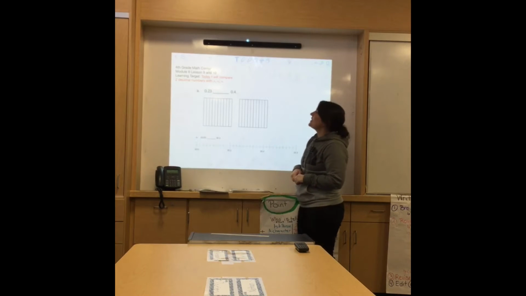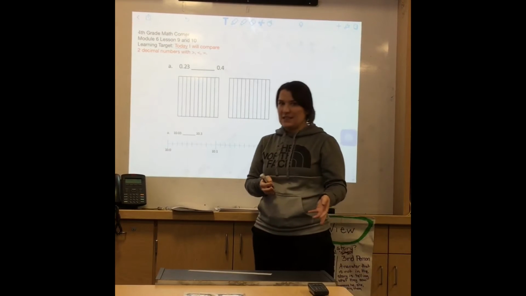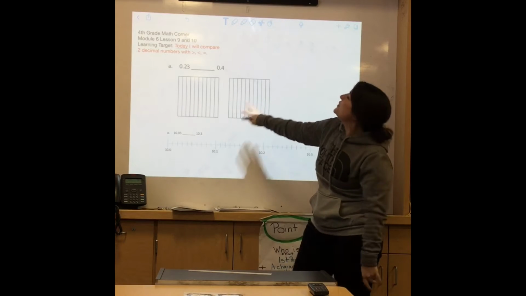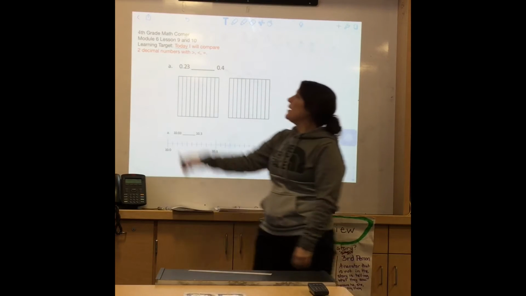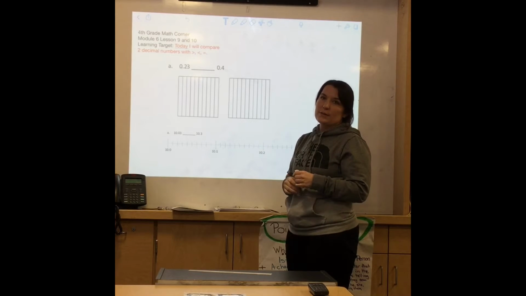We're doing module 6, lesson 9 and 10, and we're going to kind of combine them. Lesson 9 really is an extension, but we can do both lesson 9 and 10 sort of together. So our learning target is today I will compare two decimal numbers with less than, greater than, or equal to.